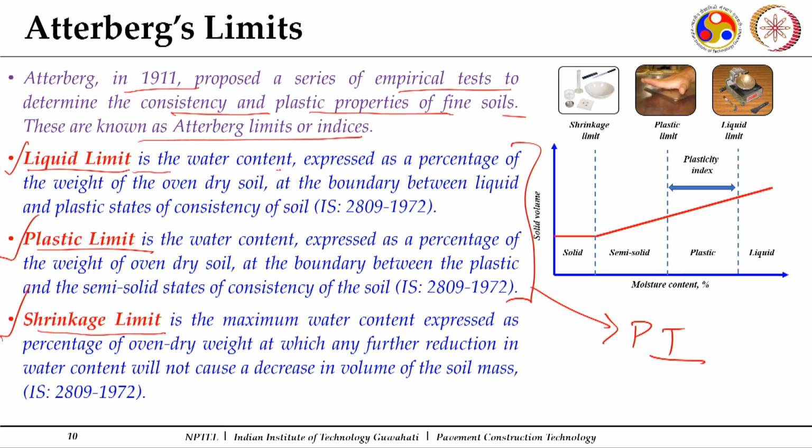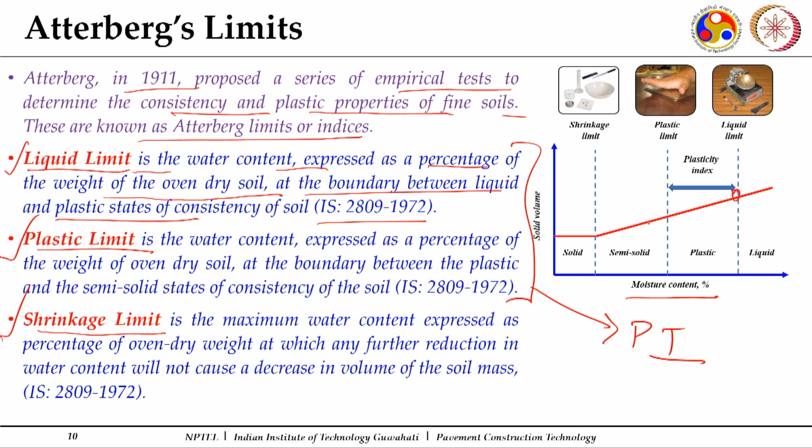It is the water content expressed as a percentage of the weight of the oven dry sample at the boundary between the liquid and plastic states. It is the water content at which the soil starts flowing. So, if this is my water content, this is my moisture content with respect to the dry weight of the soil, if I keep on adding after this particular point, the soil mass will start flowing with more water added.